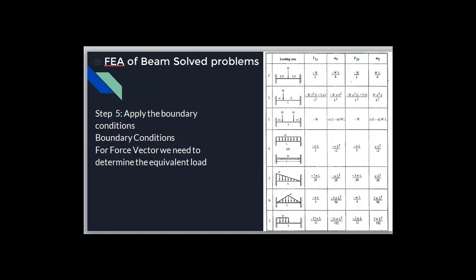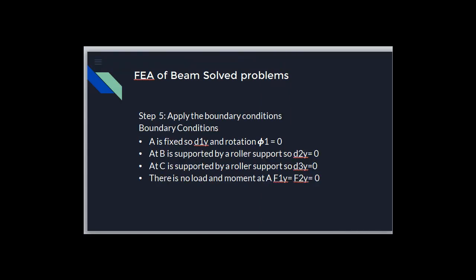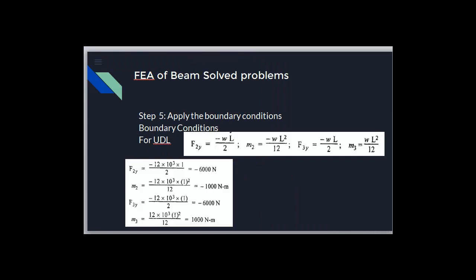After applying the boundary condition, in order to calculate the force vector, we need to determine the equivalent load. The equivalent load can be calculated by using this tabulation. It can also be determined by calculating the general reactions and the fixed moments by observing the external loads. So by using a fixed support condition for UDL, the fixed moment and the fixed reactions can be calculated and substituted into the force vector.